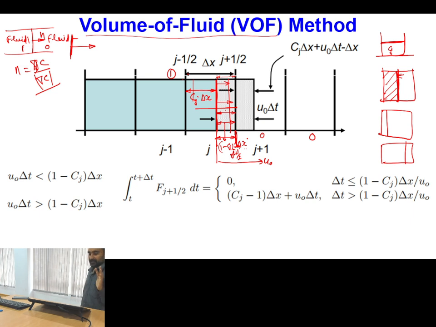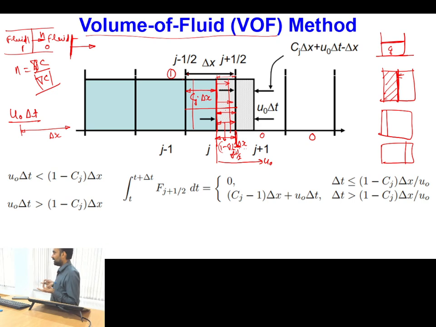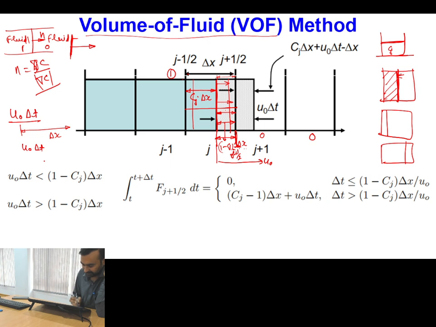My u naught, what will be u naught into delta t? U naught into delta t will be the total distance moved by the interface. This will be the total distance moved by the interface. You have to understand this point very clearly now. If your u naught into delta t is less than 1 minus Cj into delta x, what does it mean?